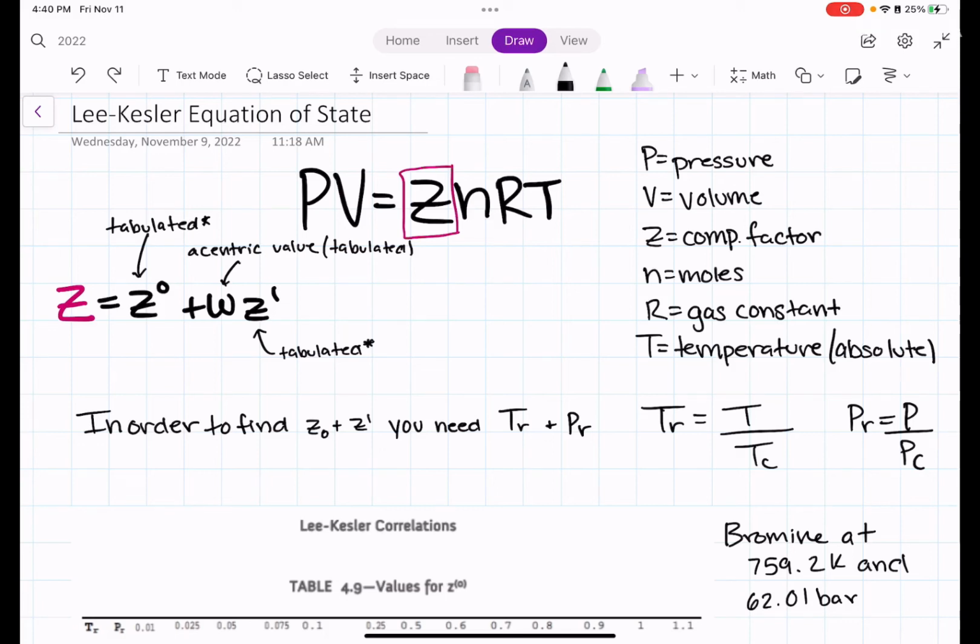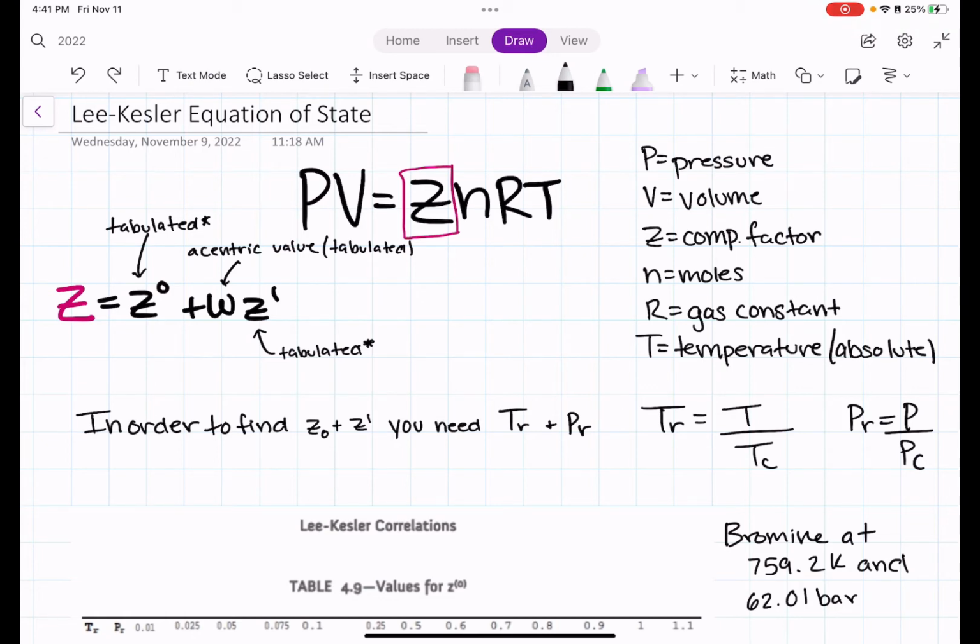In this video, we are going to solve for the molar volume of oxygen using the Lee-Kesler Equation of State. The Lee-Kesler Equation of State is pressure times volume equals Z times the number of moles times the gas constant times the temperature. And the temperature has to be an absolute value, so either Kelvin or Rankine. The only thing that's new, most people haven't seen, is Z, or the compressibility factor.